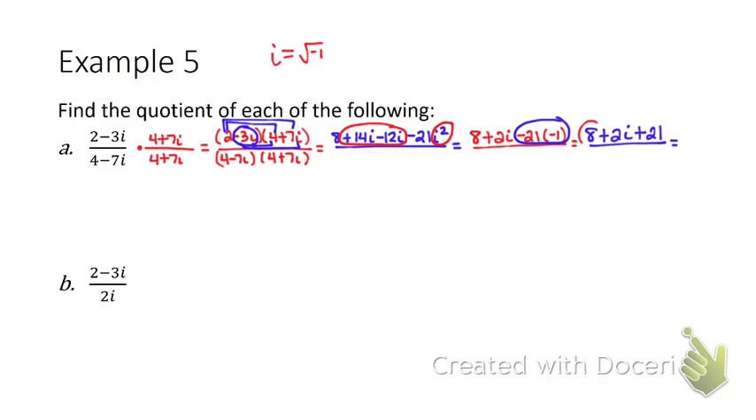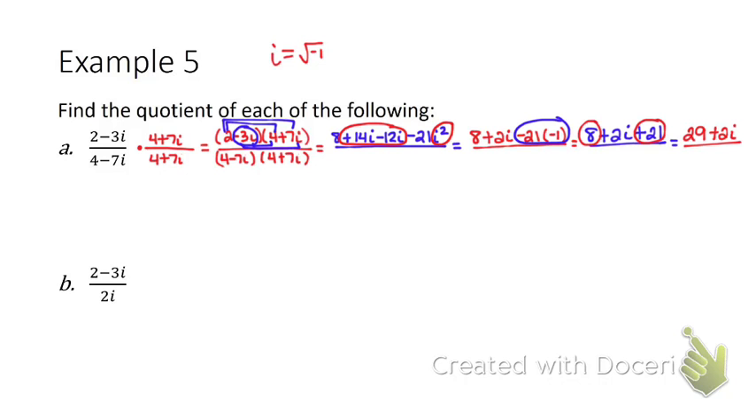And then we have like terms that we can combine. Remember, you put the real part first, which means your i is going to go at the end. So what is 8 plus 21? And then we have our plus 2i. All right, so that's just the numerator. Now let's go back and do our denominator.